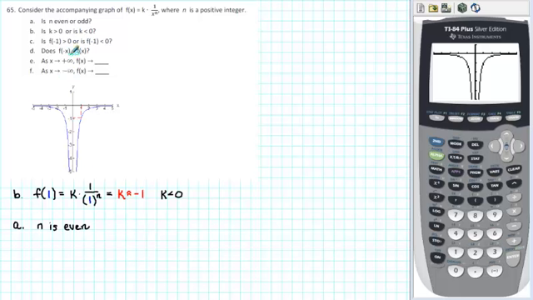For part C, we're asked, is f of negative 1 greater than 0 or is f of negative 1 less than 0? To determine that graphically, we first of all locate negative 1 along the x-axis. We go down vertically until we hit the graph of our function, and then we look horizontally across to the y-axis. We see that the corresponding y value is approximately negative 1. So f of negative 1 is approximately negative 1. Negative 1 is less than 0, so we know that f of negative 1 is less than 0.